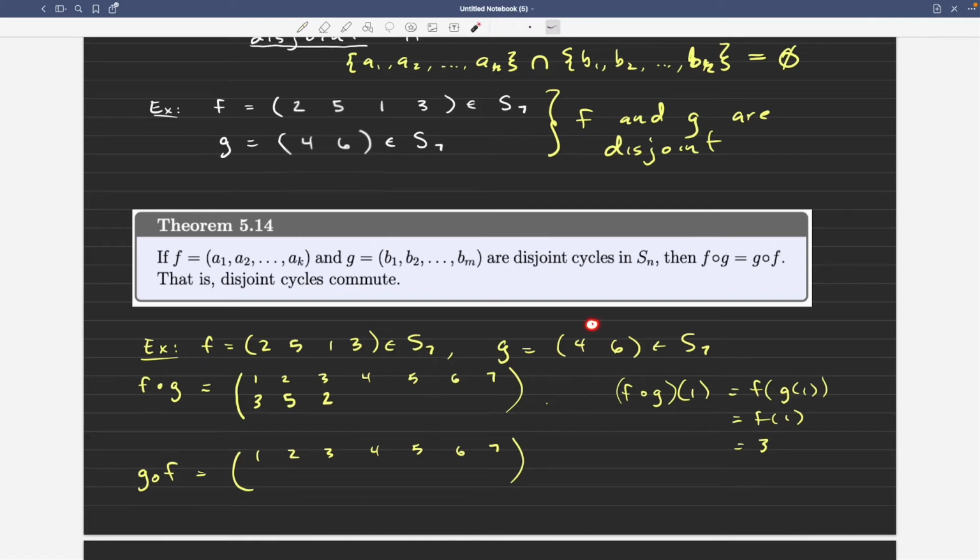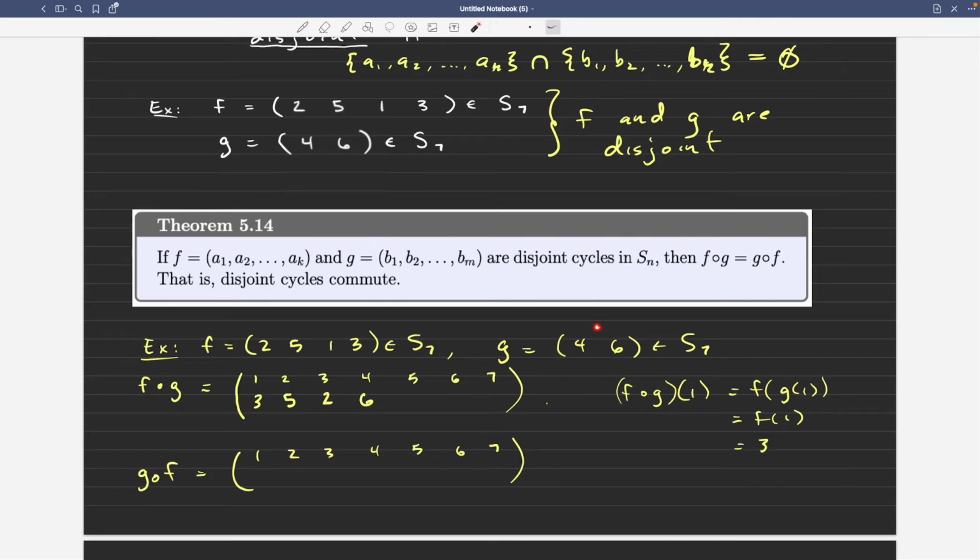Over here in G, 4 goes to 6. So now I'm looking at 6 over here in F. Now where does 6 go in F? Well, 6 goes to 6 because 6 is not listed in that cycle. 4 went to 6, and then 6 went to 6, so the output is 6 here.